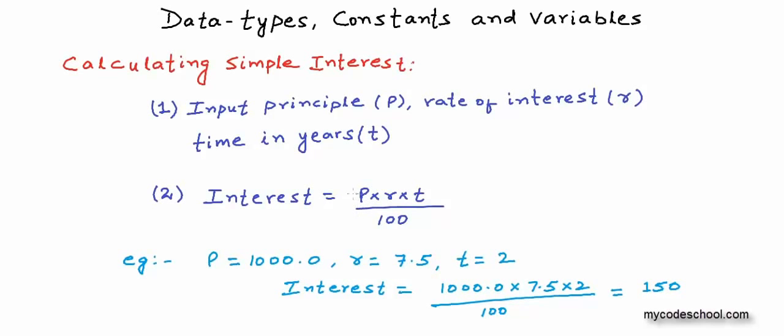If you look at this expression here, P into R into T upon 100, P, R and T here are variables. Variables by general definition are things that can change. In this expression, P, R and T can be anything. 100 in denominator is a constant. A constant is something that won't change. 100 is 100 in any part of the world.